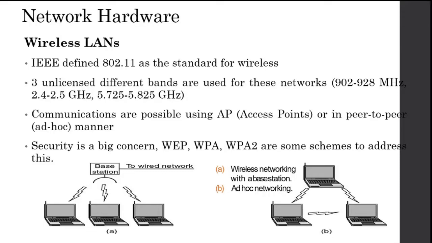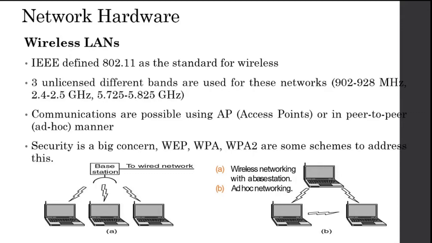We also have 3 different unlicensed bands which are used at 902 to 928 MHz, 2.4 to 2.5 GHz, and 5.7 to 5.8 GHz. Also, communications are possible using access points or in a peer-to-peer or ad hoc manner, which is really cool. Security, of course, is considered: WEP, WPA, and WPA2, which is really secure. There are also some schemes to address this.